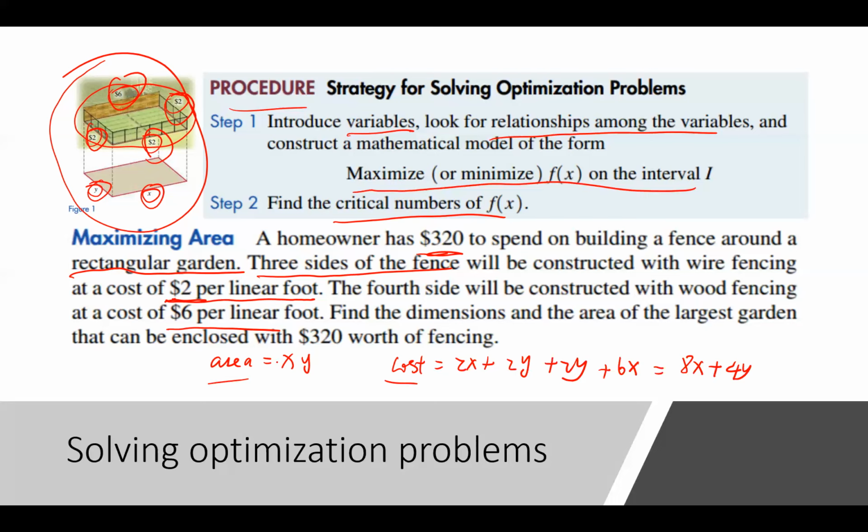This is our area. And then the question asks, what are the dimensions and the area of the largest garden that can be enclosed with this budget? Which means that we need to equate this cost to the budget. Under this constraint, whatever we build has to conform to this budget, and we want to say, with this budget, what is the maximum area we can get?